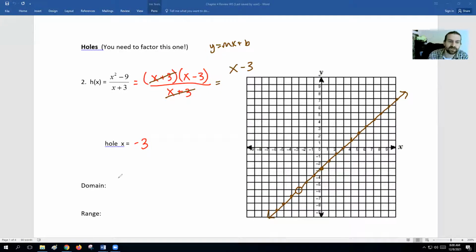All right, so you can see our domain is any number except for x cannot equal negative 3. And then our range, we do have a spot in our range. We have to look here on our graph. Where did we put that open dot? That open dot is at negative 6 on our y. So that means y cannot equal negative 6.